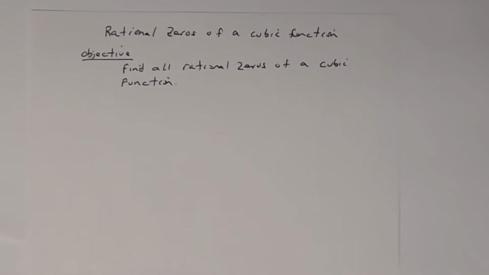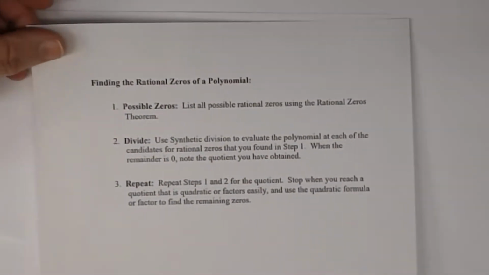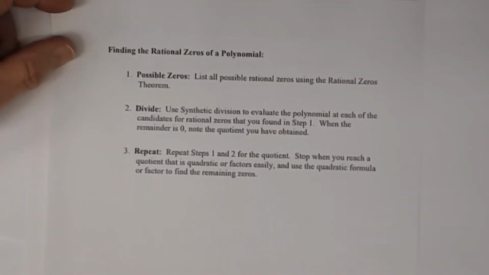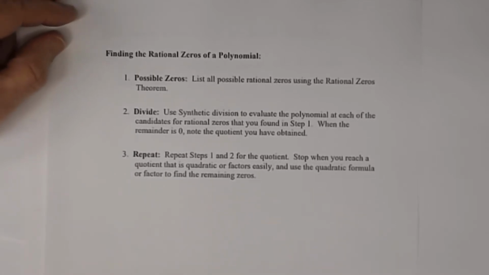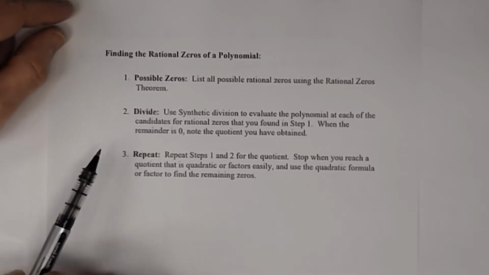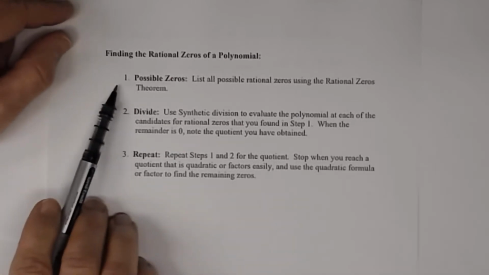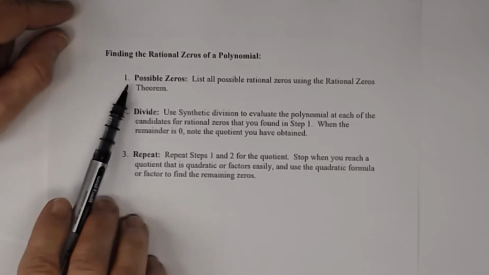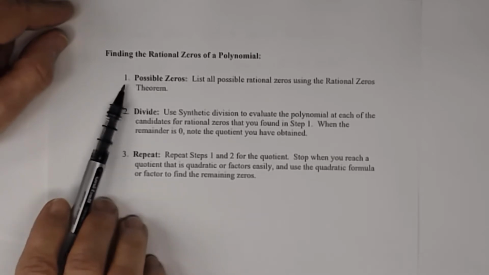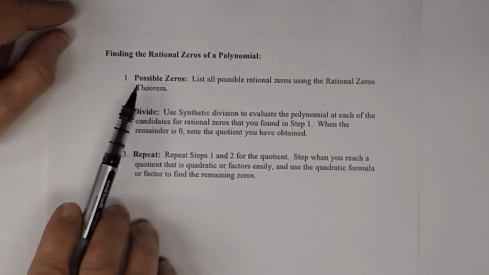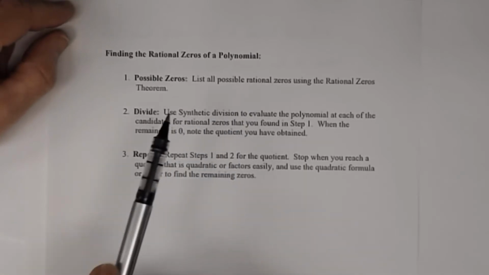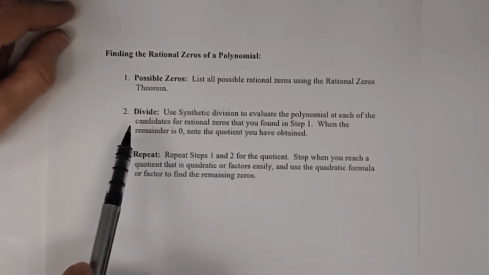Now, in Canvas, I need for you to make sure you have a copy of this. So this is finding the rational zeros of a polynomial. And so they're basically 3 steps, although step 3 will repeat. So the first step is to find the possible zeros. And you learned how to do that in the previous lesson. So you list all possible rational zeros using the rational zeros theorem.